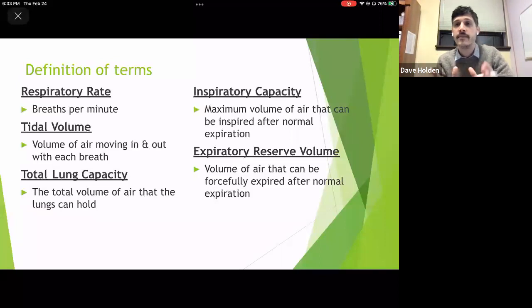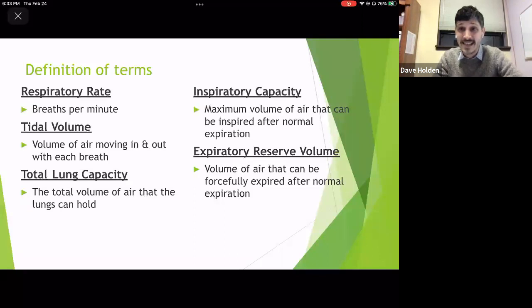Tidal volume is the amount of air that moves in and out of the lungs with each breath. The lungs do not completely empty with every exhale. Some of the gas will remain. The tidal volume is how much of the gas does not remain. It gets pushed out and refreshed with the inhale.